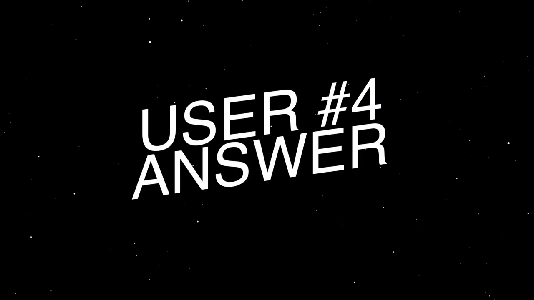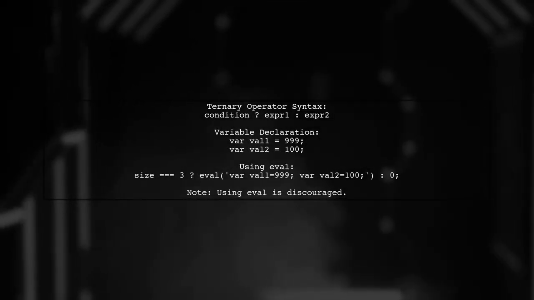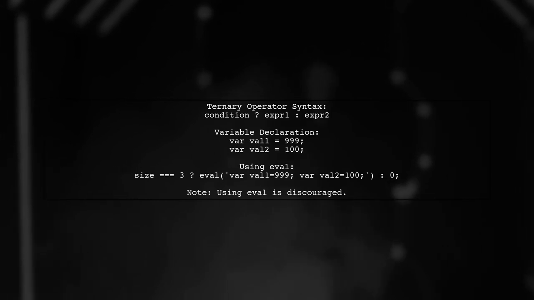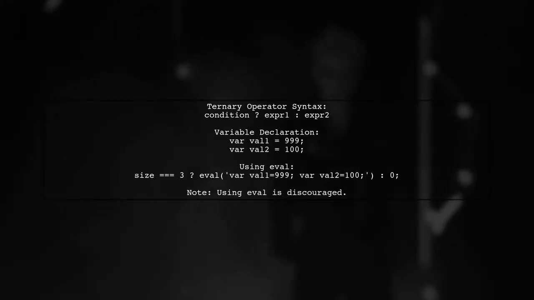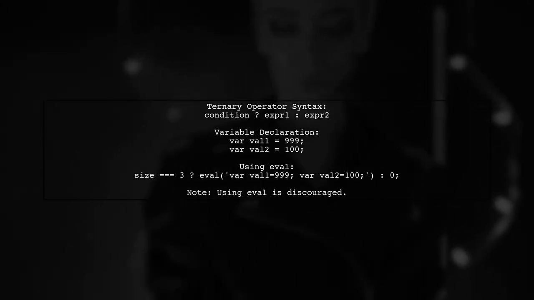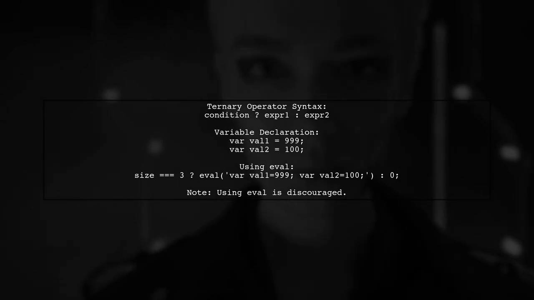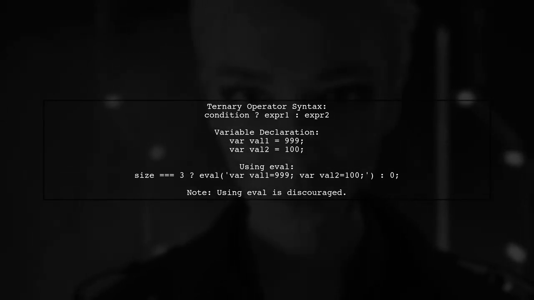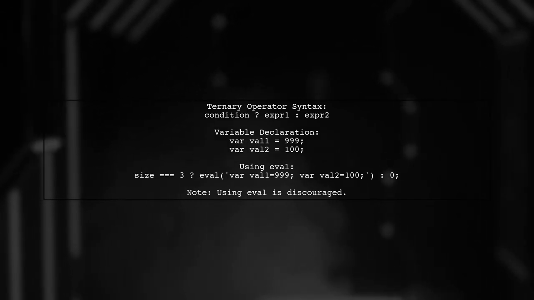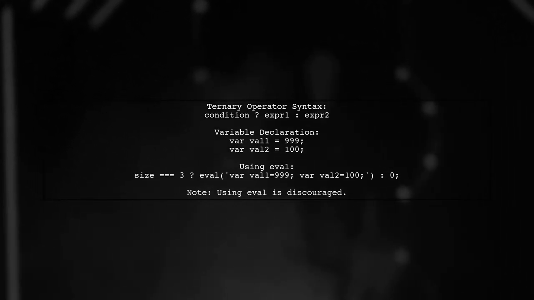Let's now look at another user-suggested answer. The ternary operator syntax is condition ? expr1 : expr2. You can declare multiple variables like var val1 = 999 and var val2 = 100, but this is not an expression. To use it in a ternary operator, you can use the eval function, but it's not recommended.